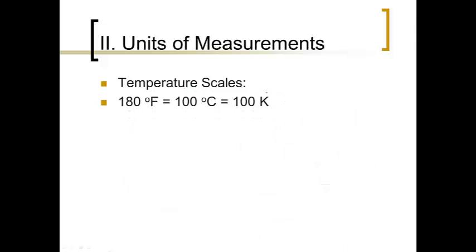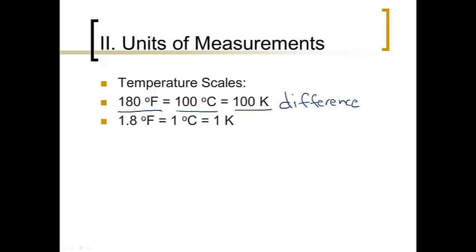Okay, so on the Fahrenheit scale, now these are degrees of difference. 180 degrees of difference is equal to 100 degrees on the Celsius scale, which is equal to 100 degrees of difference on the Kelvin scale. Now, let's reduce everything by 100. We basically get that 1 degree change on the Celsius scale is equal to 1 degree of change on the Kelvin scale, but it's a 1.8 degree difference on the Fahrenheit scale.